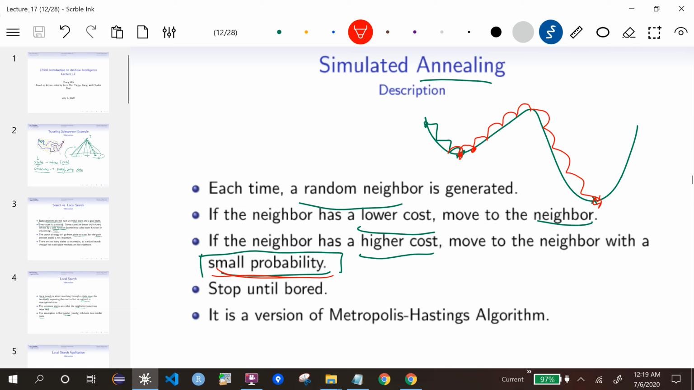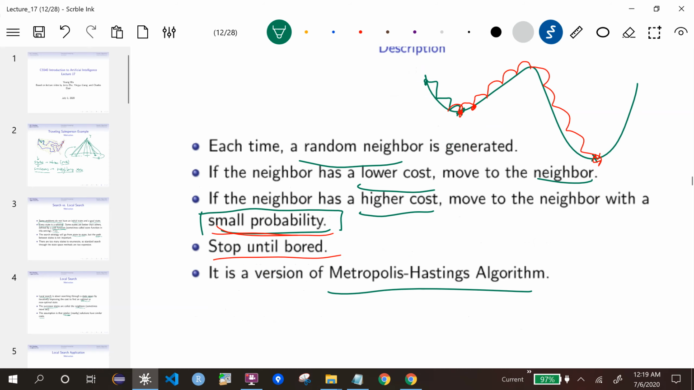As I mentioned already, we don't know when to stop. So we just keep going until we find something that we think is reasonable, and then we stop there. If you have taken some statistics courses, you may have heard the name Metropolis-Hastings, and it's exactly the same algorithm. It's just a different name used by machine learning people.